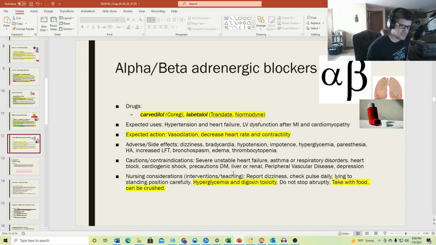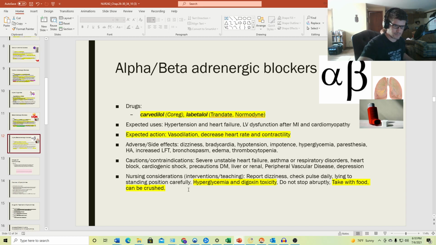Cautions, contraindications: severe unstable heart failure, asthma or respiratory disorders, heart block, cardiogenic shock. Precautions: DM, liver or renal, peripheral vascular disease, and depression. Okay, so those are your contraindications and cautions. And nursing considerations, interventions, and teaching. Report dizziness, check pulse daily. Change from lying to standing position carefully, watch for hyperglycemia and digoxin toxicity. Do not stop abruptly. Take with food, and can be crushed.